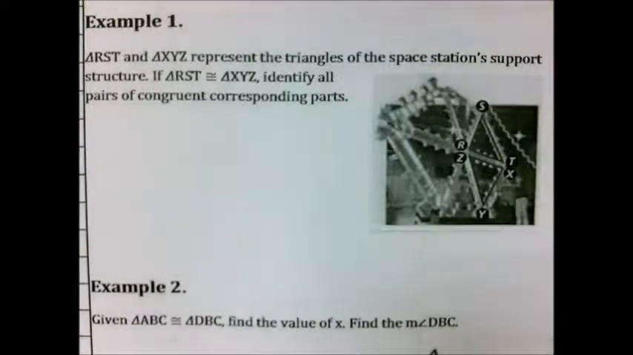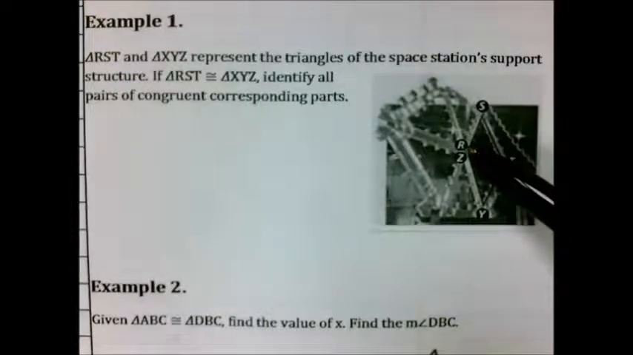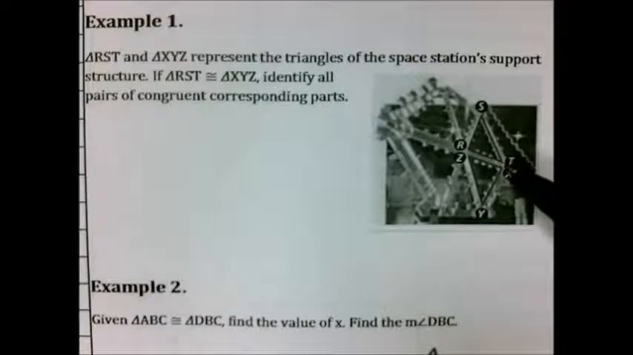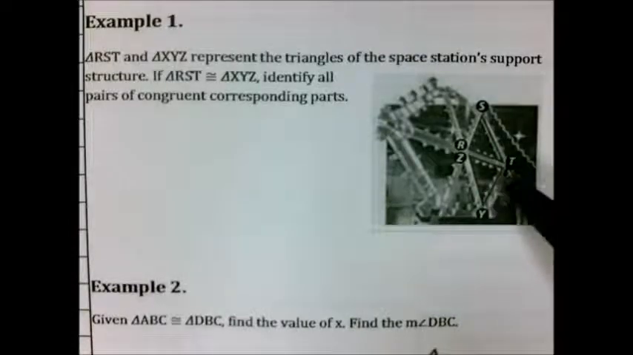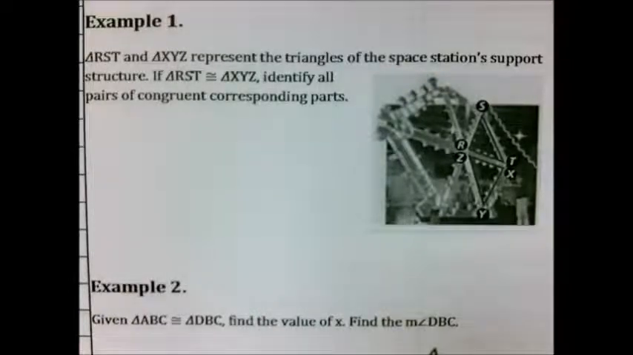Triangle RST and triangle XYZ represent the triangles of the space station support structure. I hope you can see it in the video. On your paper you can see it, but triangle RST is the support frame for one of the triangles, and XYZ is the other part of the support frame. These two triangles support the structure. It says that if triangle RST is congruent to triangle XYZ, we need to identify all the pairs of congruent corresponding parts.